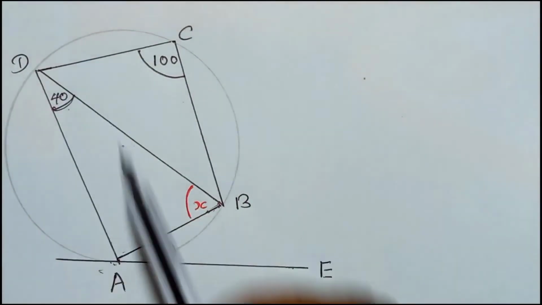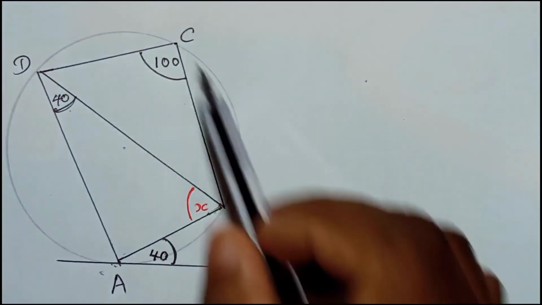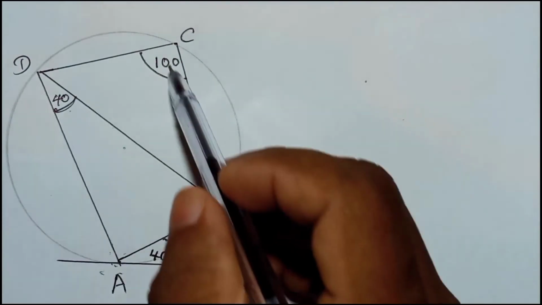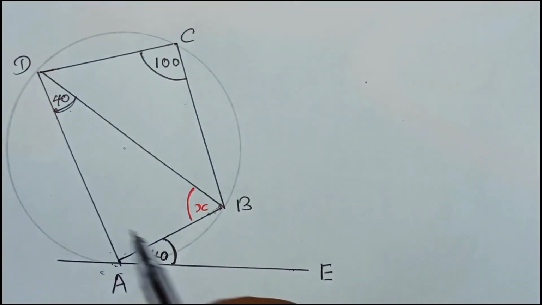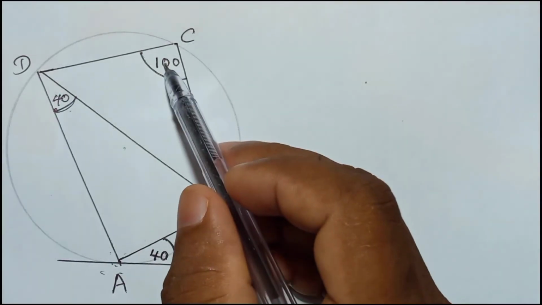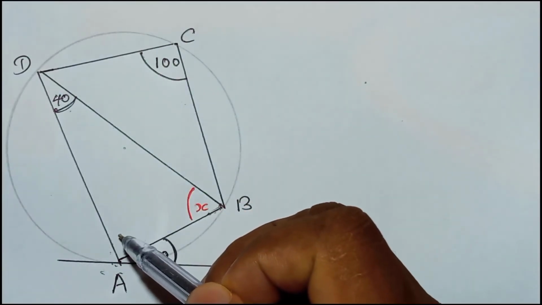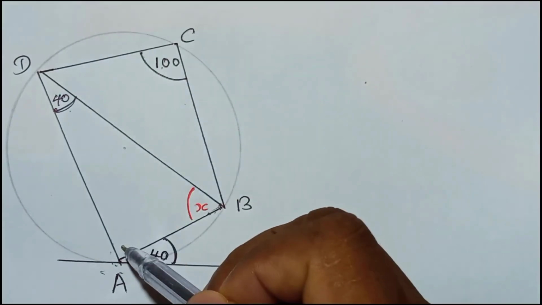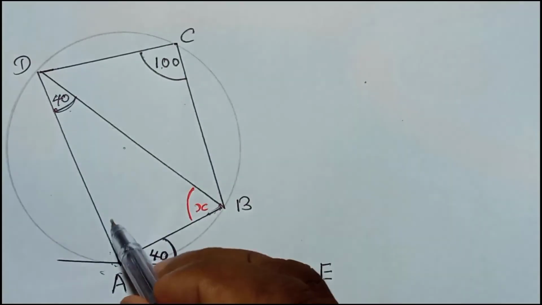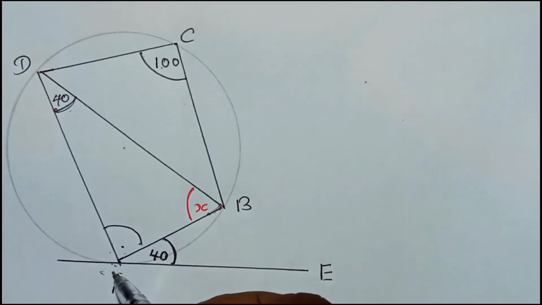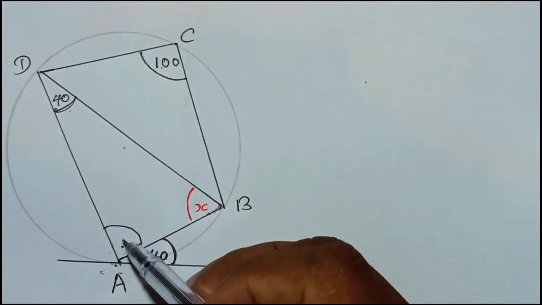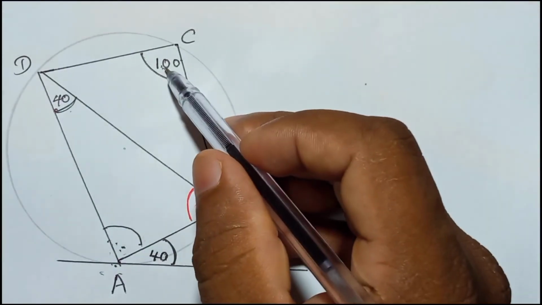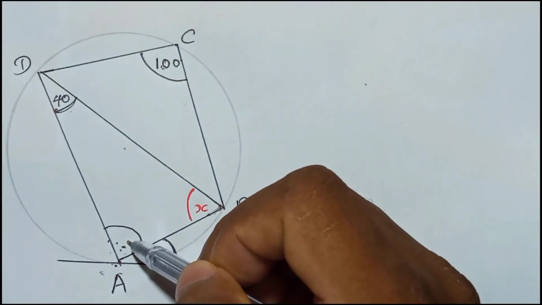Then again, consider that ABCD is a cyclic quadrilateral, right? Since ABCD is a cyclic quadrilateral, if this is 100 this must be 80, because opposite angles of a cyclic quadrilateral are supplementary, that means this plus this should be 180. Try to understand, this is the cyclic quadrilateral ABCD, and these two are opposite angles, so this plus this must be 180, right?